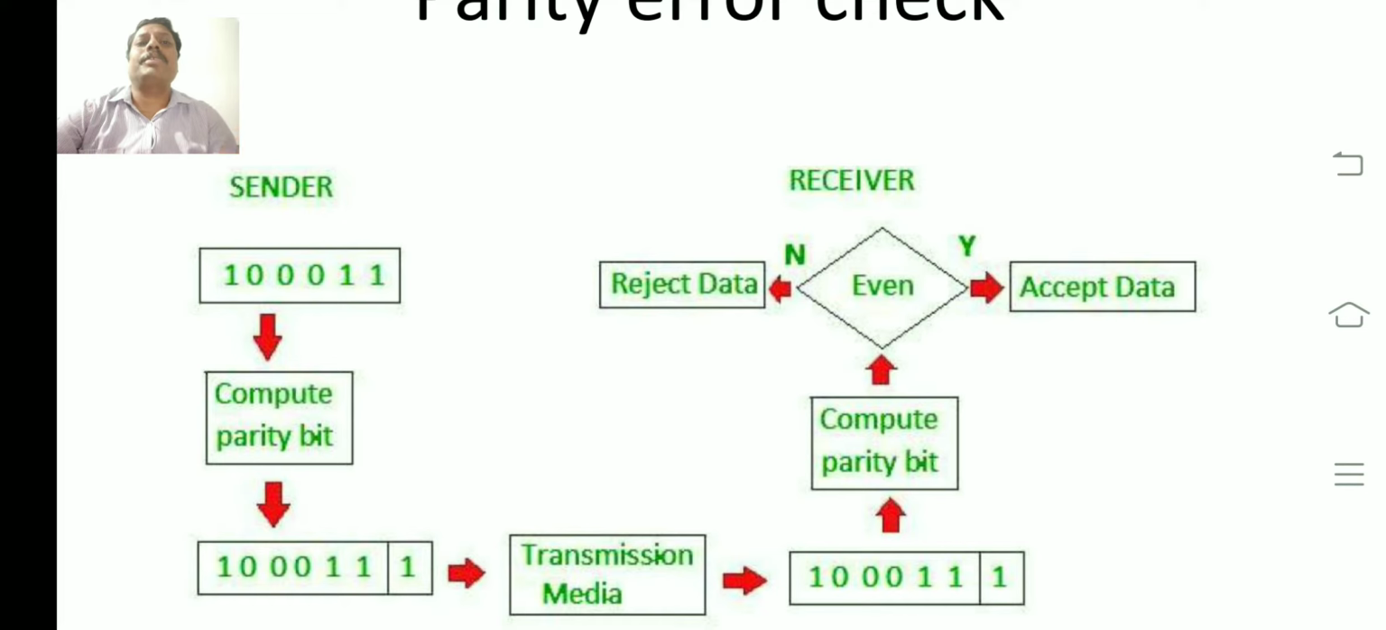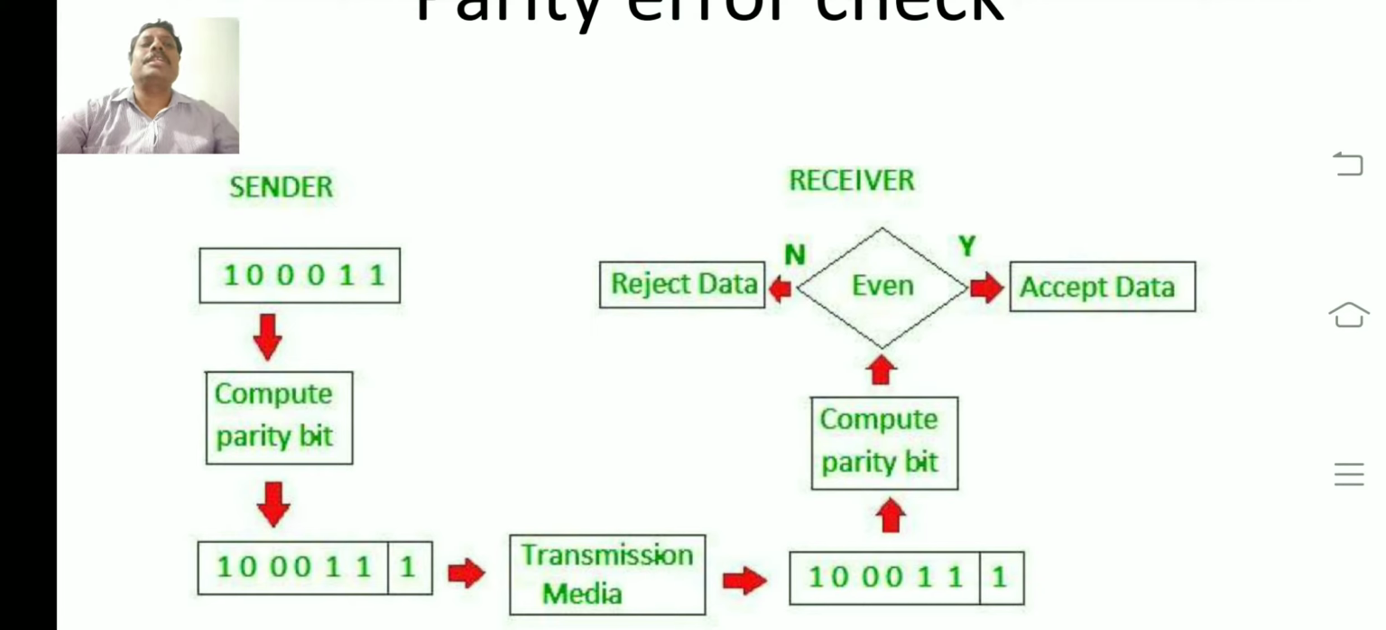Data consists of 3 ones and the parity is 1 bit, 1. So, the total number of ones becomes even, and we call it even parity. So, the data with parity bit will be sent from the sender, transmitted through a transmission medium, and received at the receiver. There may be chances of an error occurring, changing 1 to 0 or 0 to 1. If any one bit changes, it can be detected at the receiver side.